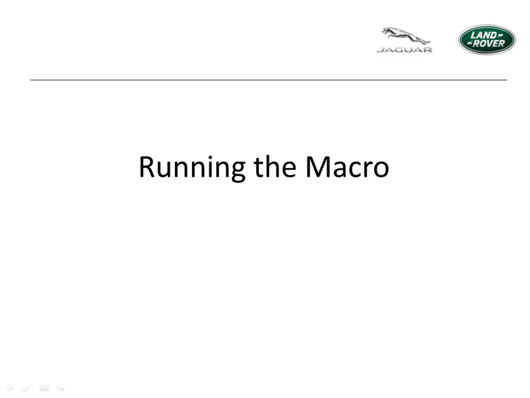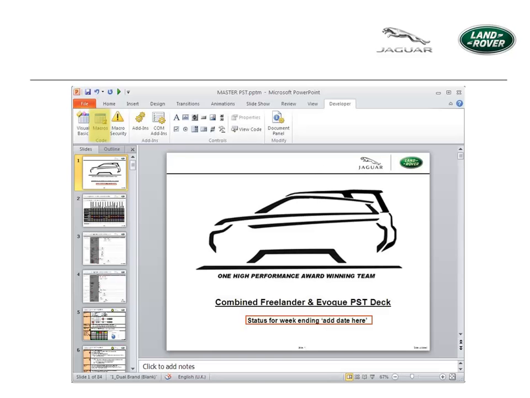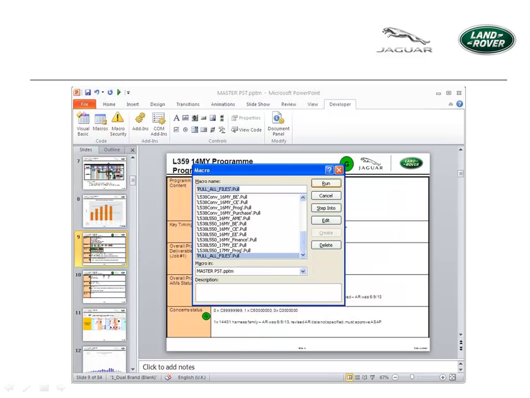Now that the macro has been tested, this section of the video will show you how to run it. In your master presentation, select the Developer tab and then select Macro. Select the macro you wish to run and then click Run.